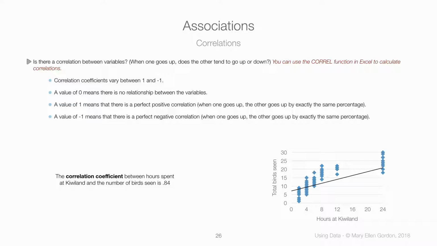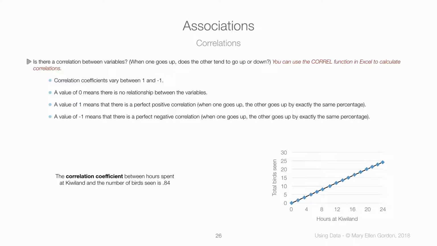If we want to express that association more formally, we can do so using a correlation coefficient. Correlation coefficients vary between -1 and 1. A value of 0 means that there's no relationship between the variables. If that was the case here, we'd expect people to just be randomly distributed all over the place with no pattern to it at all.